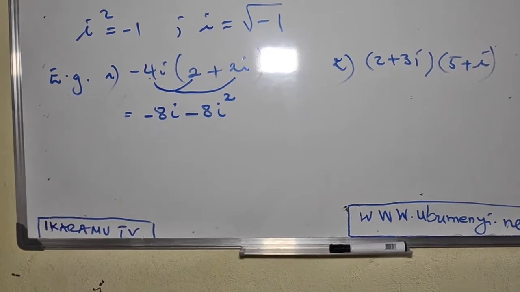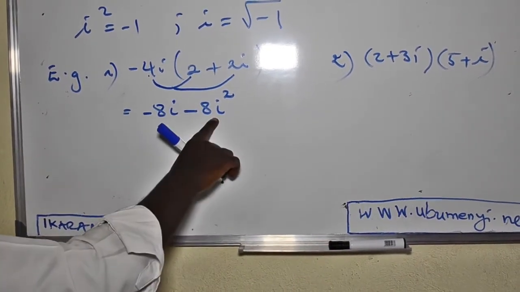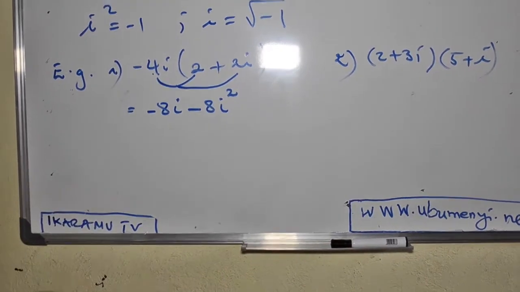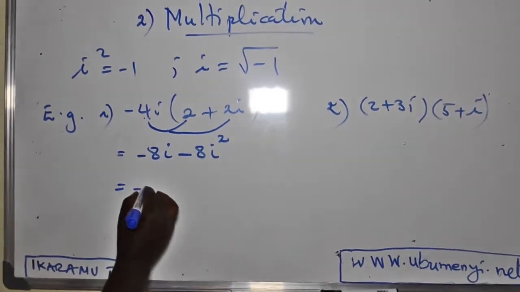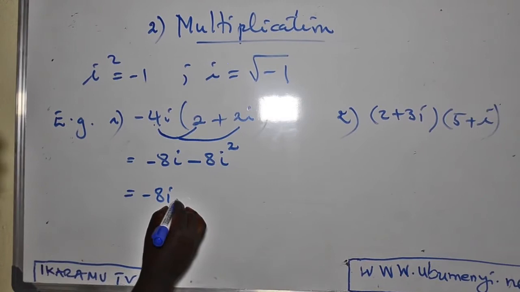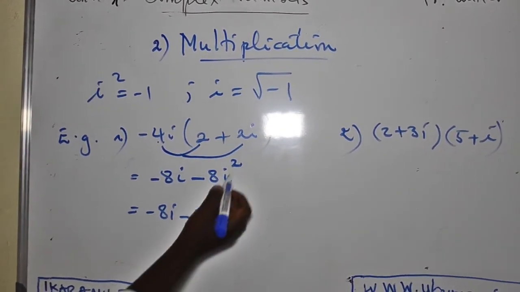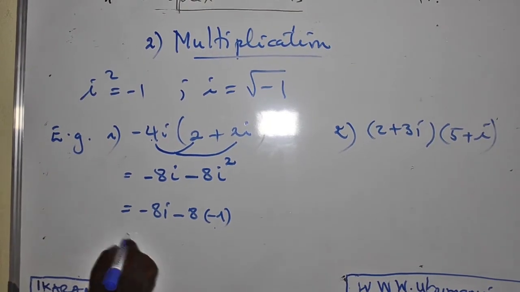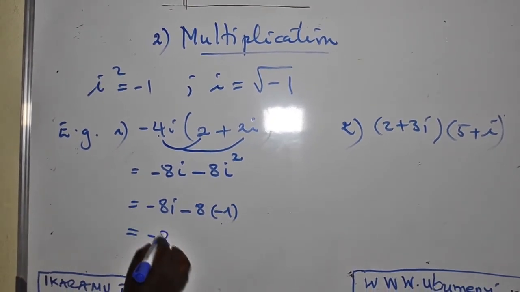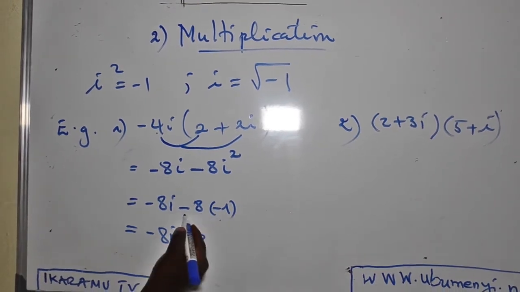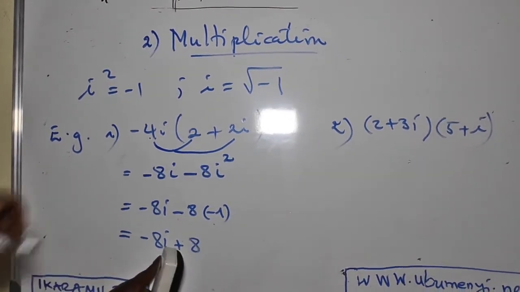Still here, we have one thing. We have to remember that i squared equals negative 1, as I have said. So here we shall have now negative 8i, then negative 8 times negative 1, because i squared equals negative 1. And then finally, we shall have negative 8i plus 8, because negative times negative is positive. So this will be the solution.